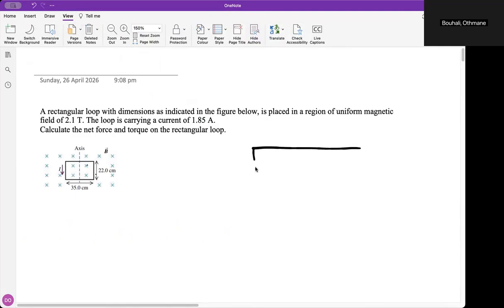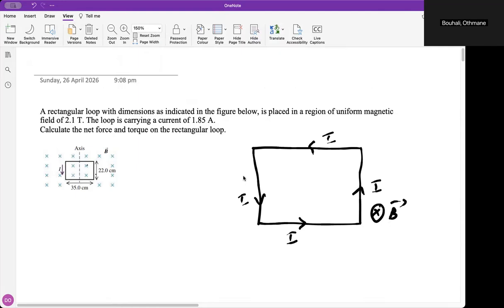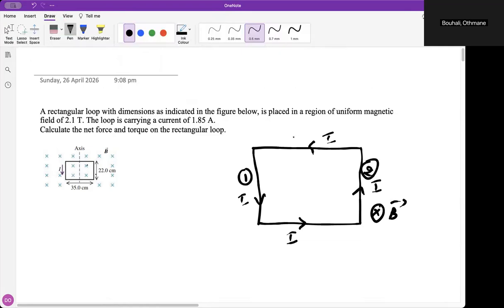more clearly. So we have this loop, and let's say the current is going this way, and the magnetic field is inside the page. I will call the sides side 1, side 2, side 3, and side 4. I will use the reference frame: this is X, this is Y, and K will be Z, out of the page. So this is I, J, and K will be out of the page.